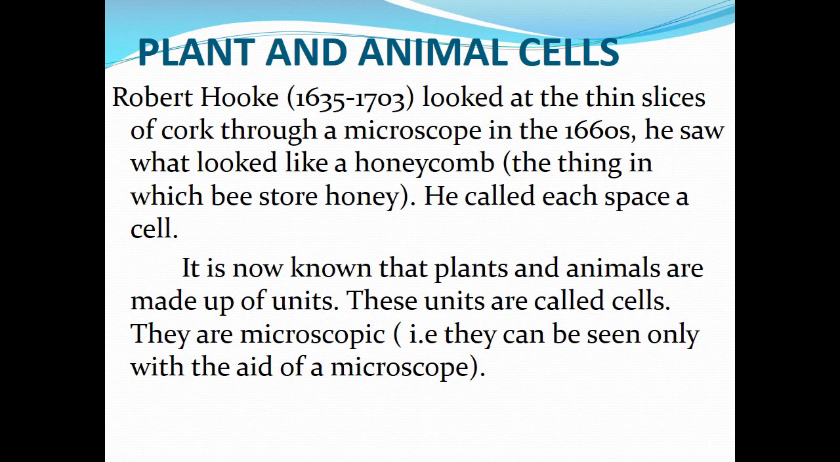It is now known that plants and animals are made up of units. These units are called cells. They are microscopic, that is, they can only be seen with the aid of a microscope because of their sizes. So the cells are basic units of life. The cells are basic units of life, and they were first discovered by a scientist called Robert Hooke between 1635 to 1703. Both plants and animals are made up of these units called cells.